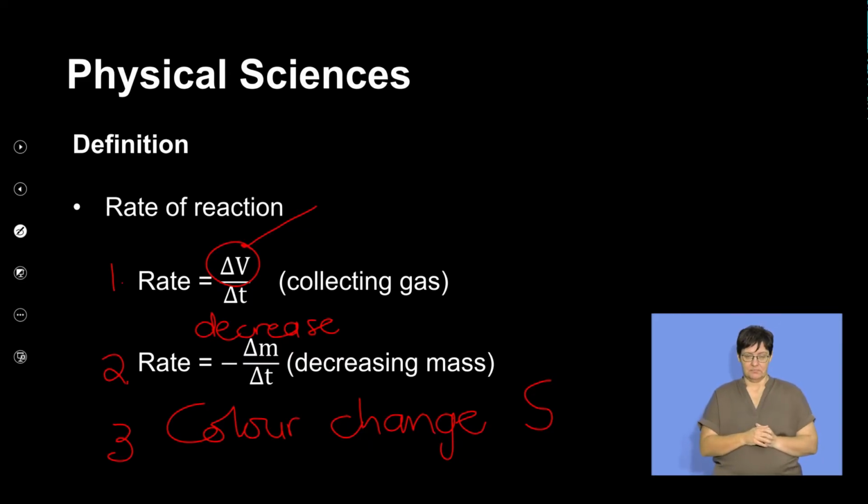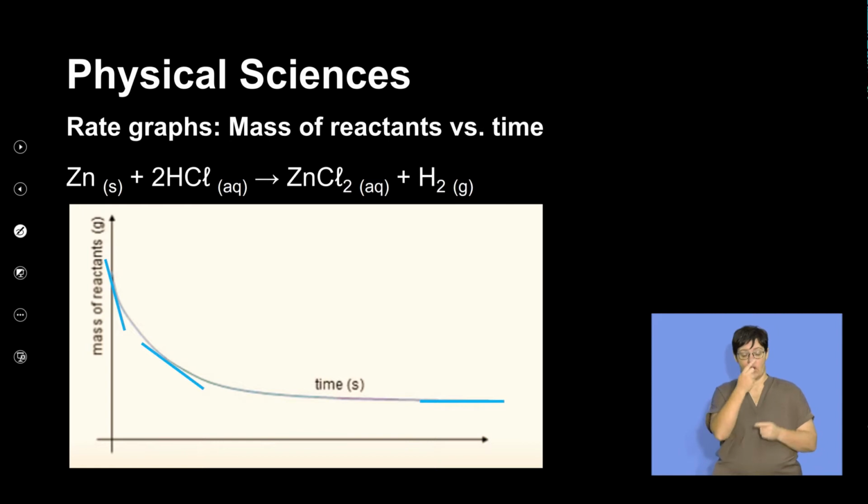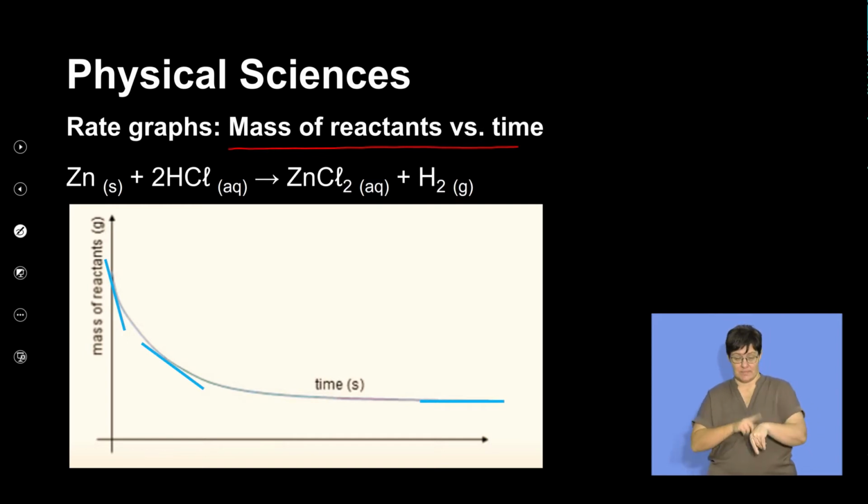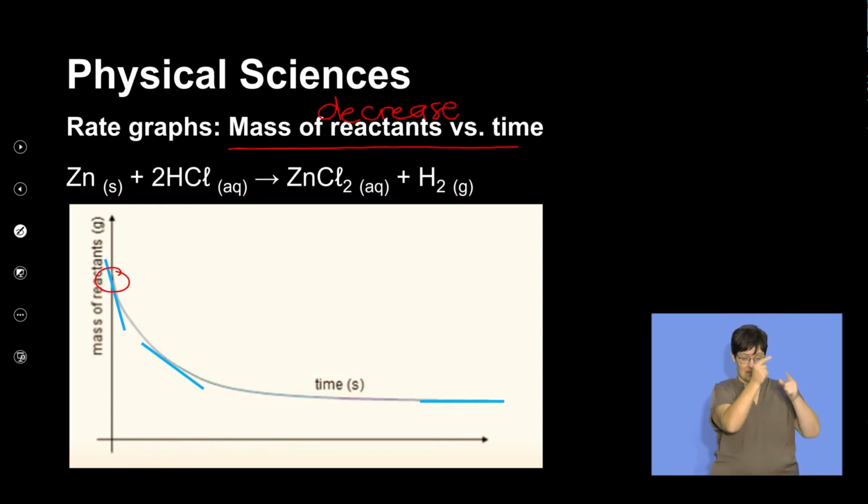So if we look at our first graph, it is all about the mass of the reactants versus the time. And I need to remind you that because of this decrease in mass, it means that we start off at a high mass, because at the beginning there is lots of reactant.